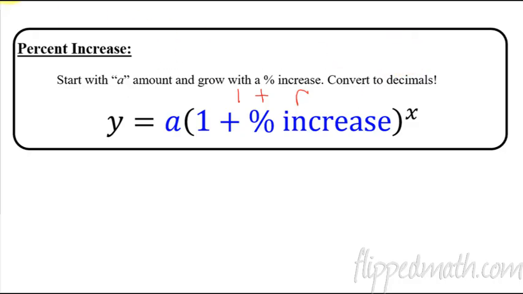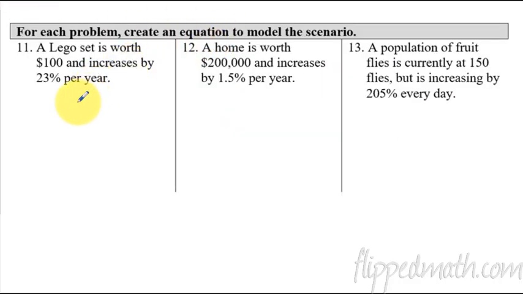So let's do our first problem. We have $100, and we're trying to create an equation here. So I have $100. I'm going to have y equals, my initial amount is 100. And now I'm going to do 1 plus the rate. I'm just going to say R, the percent increase, and then raised to the x.